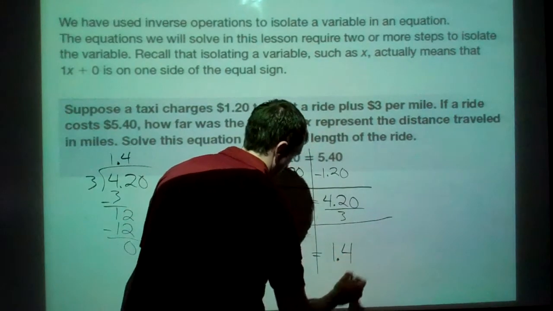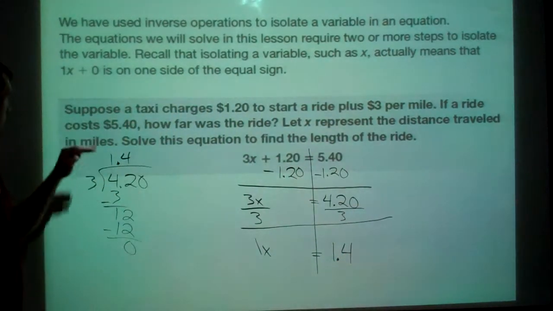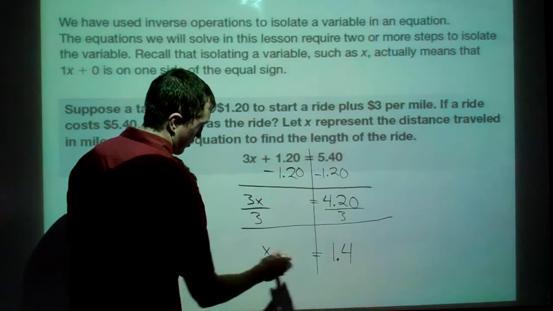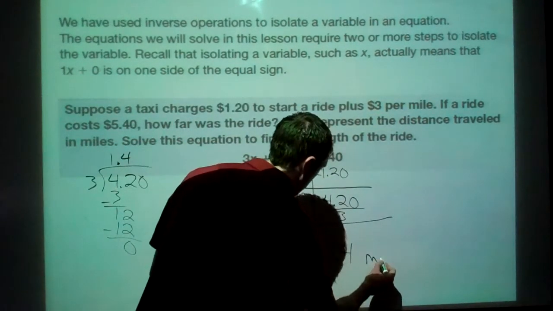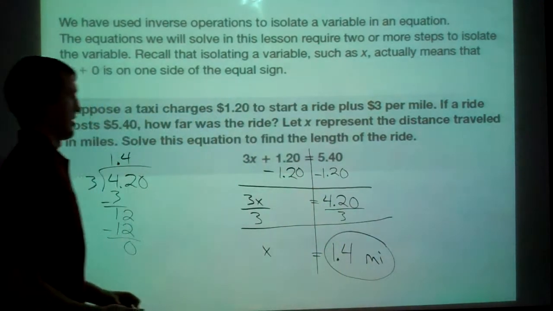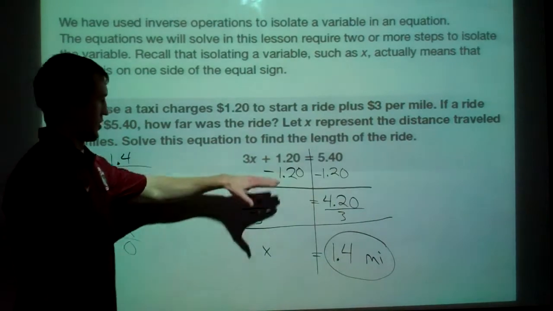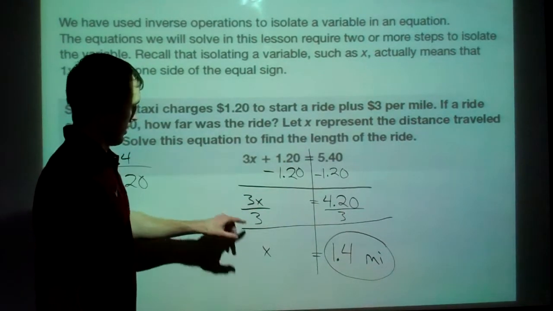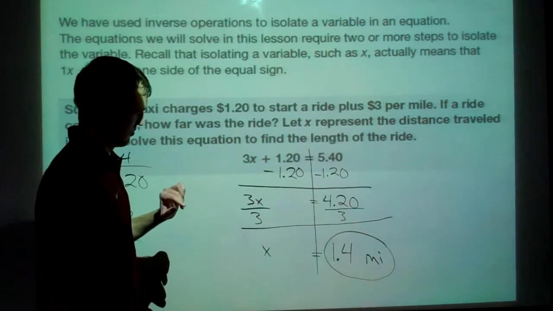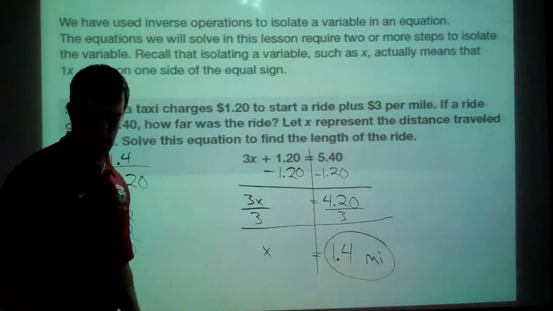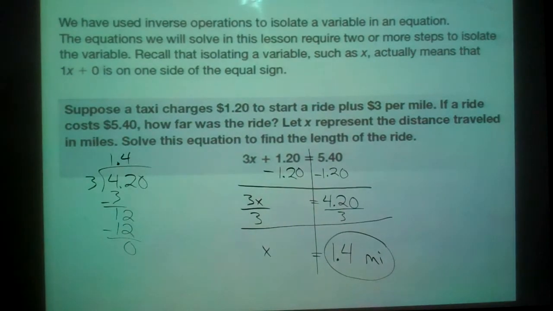Wait, we are solving for a distance. So 1x, or just x, equals 1.4 miles. That's additional miles, sorry. That was a distance that we solved for. So that's a multi-step equation. It took 2 steps. First we had to take away 1.20, then we had to divide by 3. Okay? And you're done when x is by itself. Okay? So 1.4 miles there.